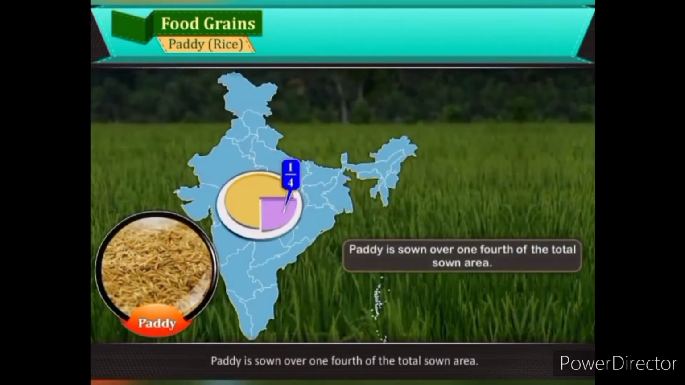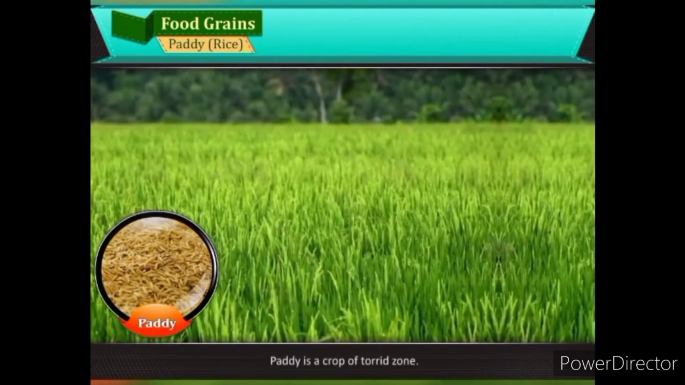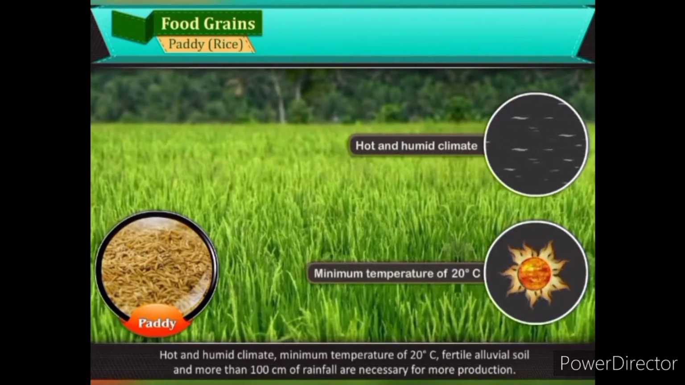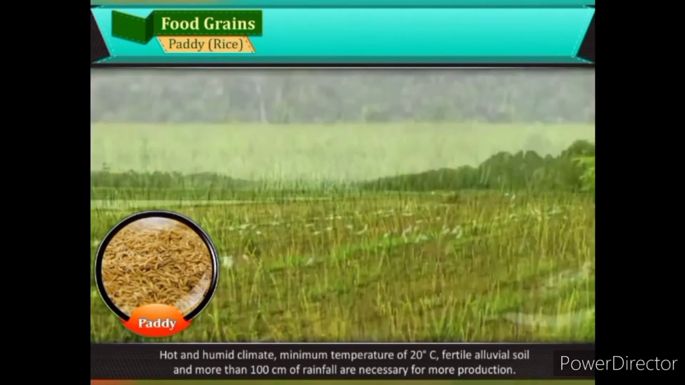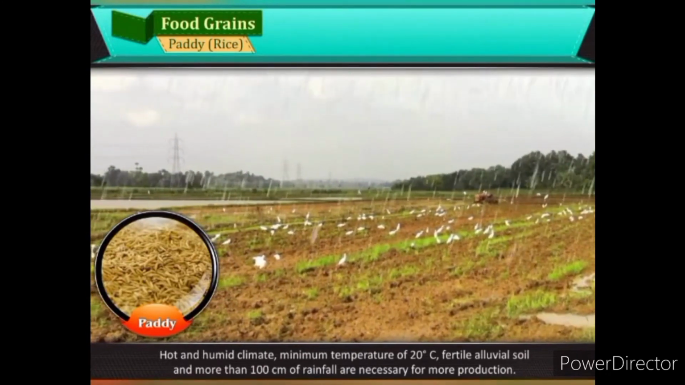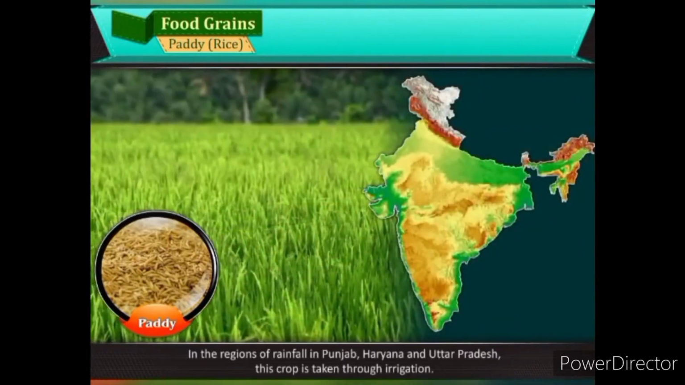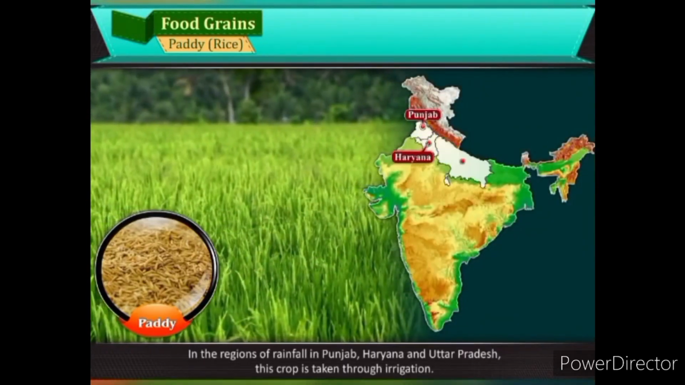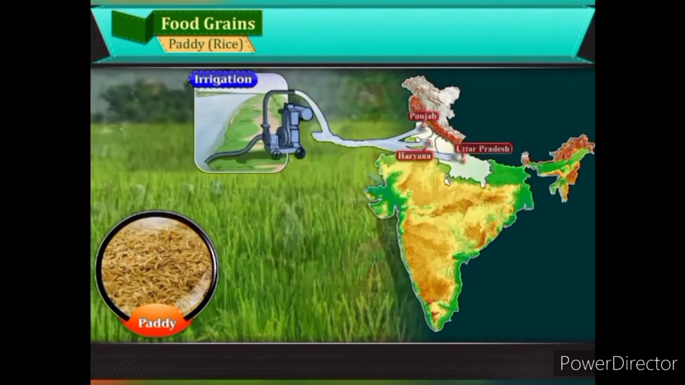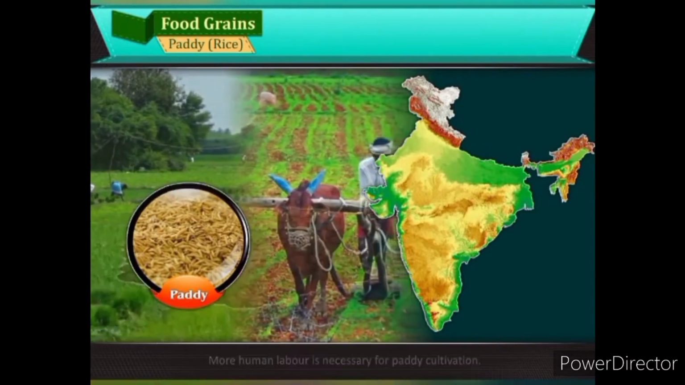Paddy is sown over 1/4 of the total sown area. Paddy is a crop of torrid zone. Hot and humid climate, minimum temperature of 20 degrees Celsius, fertile alluvial soil, and more than 100 centimeters of rainfall are necessary for more production. In the regions of less rainfall in Punjab, Haryana, and Uttar Pradesh, this crop is taken through irrigation. More human labor is necessary for paddy cultivation.